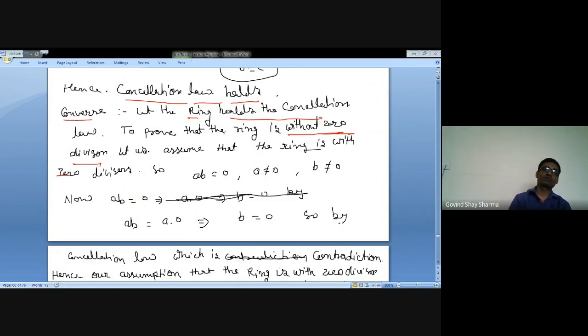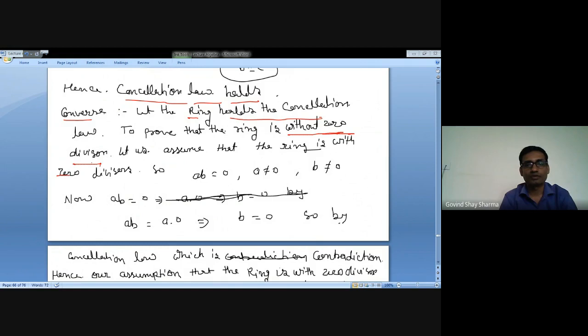Student, give me an example of a ring without zero divisors. Yes, the set of integers. The algebraic structure (Z, +, ·) is a ring without zero divisors. This ring is always without zero divisors, because if AB is equal to 0, then A must be equal to 0 or B must be equal to 0.